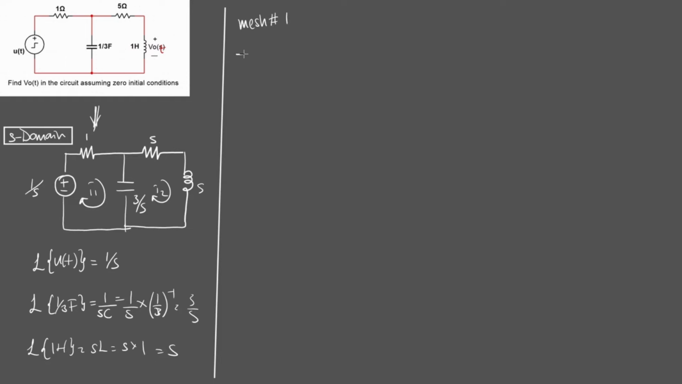So for mesh 1: minus 1/s plus 1 times I1, plus 3/s times (I1 minus I2) equals 0. It's this way because we're solving for mesh 1. We have a component in between two loops. If we were solving for mesh 2, it would be I2 minus I1. What are we trying to do? Isolate I1. Let's see how that goes.